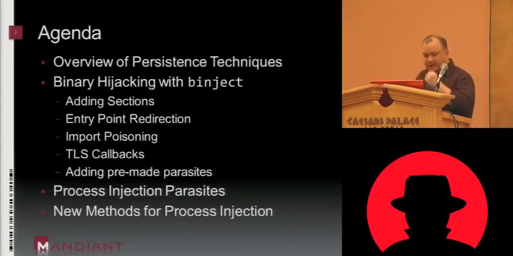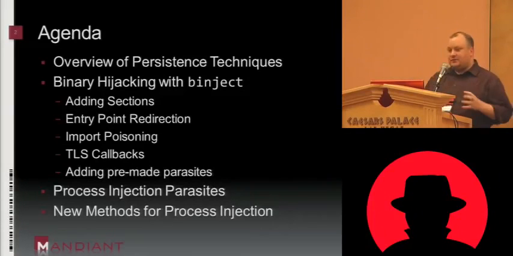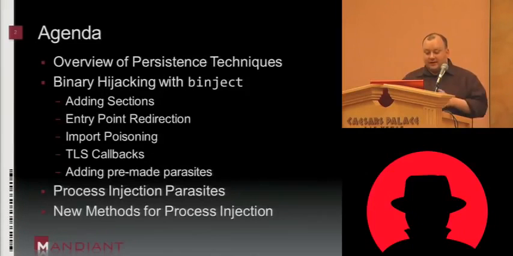So first off, I'm going to talk a little bit about the overview of persistence techniques, how malware stays persistent, or how a pen tester would essentially get something to be persistent on a network if that's what he's trying to do. I'll talk about the binject tool, which is basically my approach to automating persistence through binary hijacking specifically. And I'll go through some of the major techniques it supports. It actually supports quite a few other things that I'm not going to talk about, but you can download it and run the tool with the -H option and see some of the other things it supports.